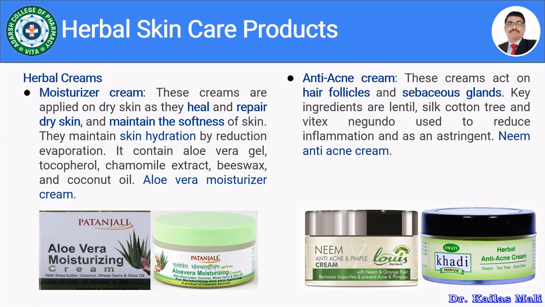The next type of cream is known as the anti-acne cream. The name itself indicates that they are used to prevent acne. They are used to reduce inflammation, and furthermore, they also act as an astringent. These creams act on the hair follicle and the sebaceous gland. The key ingredients present in the anti-acne creams are lentil, silk cotton tree, vitex negundo, along with neem and turmeric also. The example is the neem anti-acne cream.